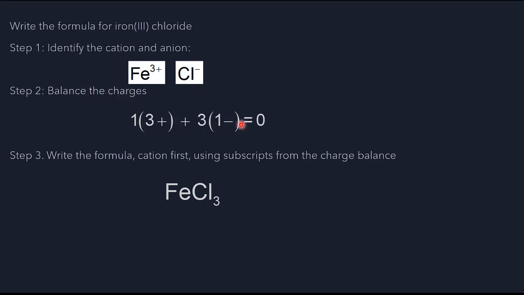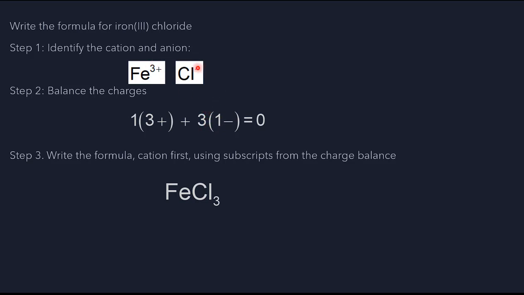To balance the charges then, we have to write our charges inside the parentheses, and then outside the parentheses will become our subscripts in our formula. So we have to predict what ratio of iron and chloride is needed to give us a net zero charge. In this case, if we had one iron atom, that would be a 3+ charge. To balance out that 3+ charge with the chloride's 1-, we would need 3 of those atoms.